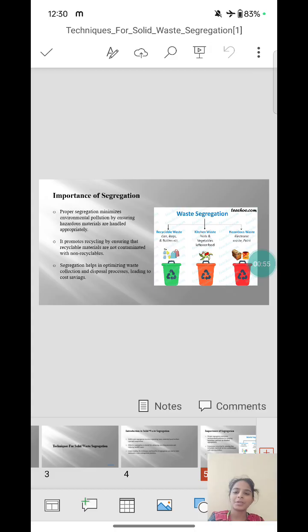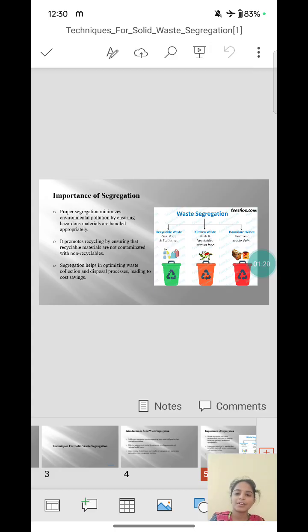Proper segregation minimizes environmental pollution by ensuring hazardous materials are handled appropriately. It promotes recycling by ensuring that recyclable materials are not contaminated with non-recyclables. Segregation helps in optimizing waste collection and disposal processes, leading to cost savings.